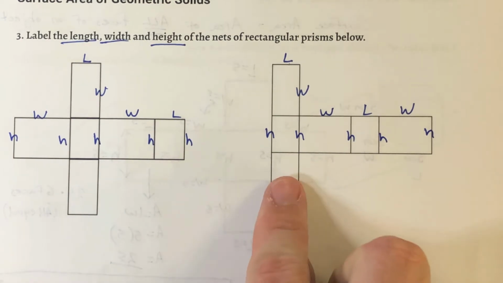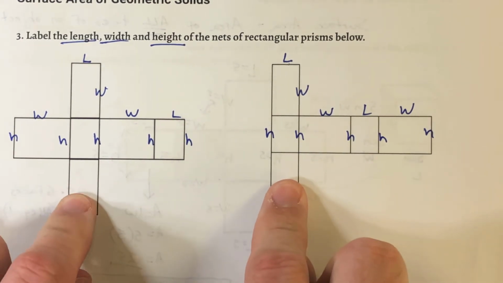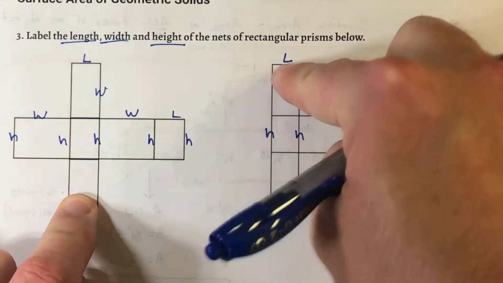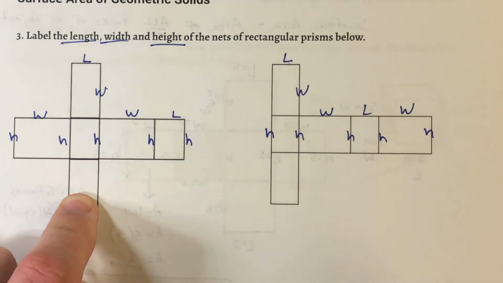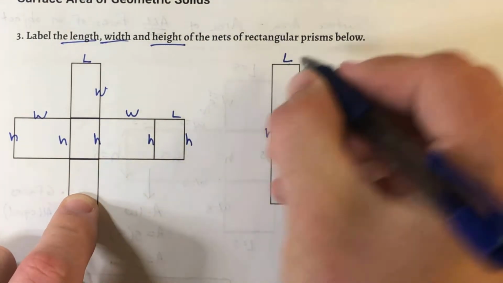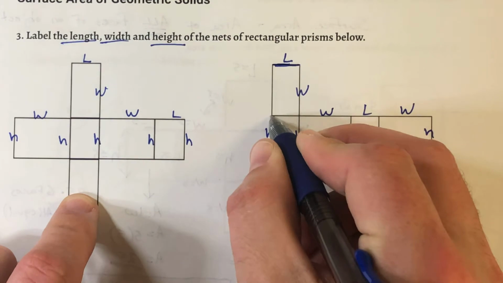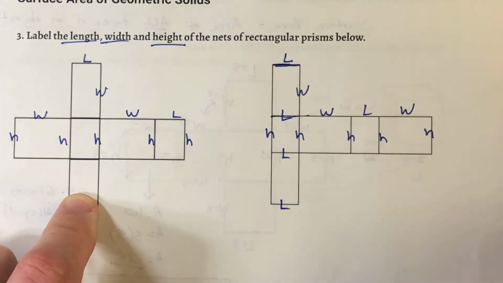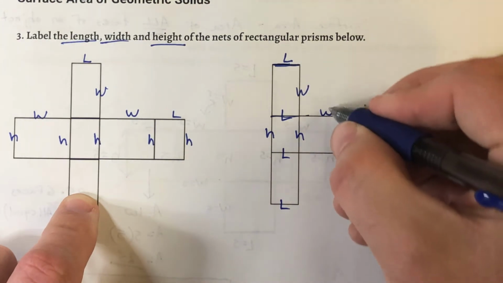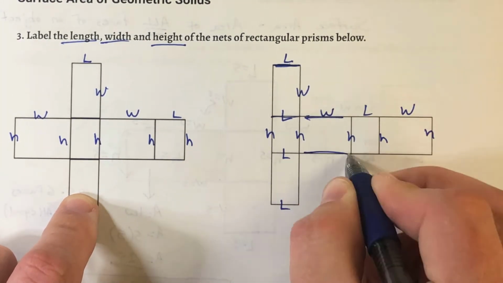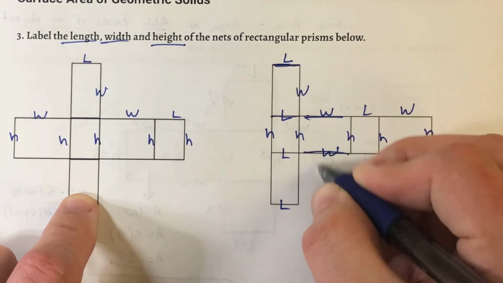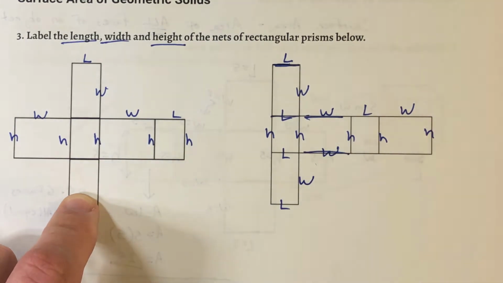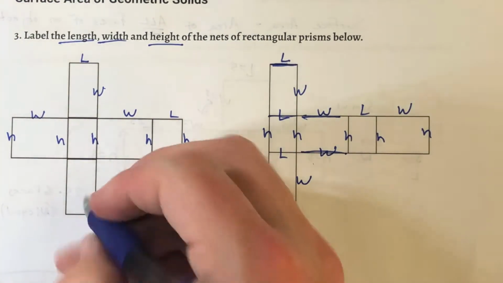Now, do I need to label these bottom ones? Not necessarily, because they're going to be the same as those. We do have enough information, but just so you know, if that's my length, that's going to be the same, that's going to be the same, and that's going to be the same. And if that's my width, that one's going to be my width, and that's going to snap shut with this one. Same on this one.